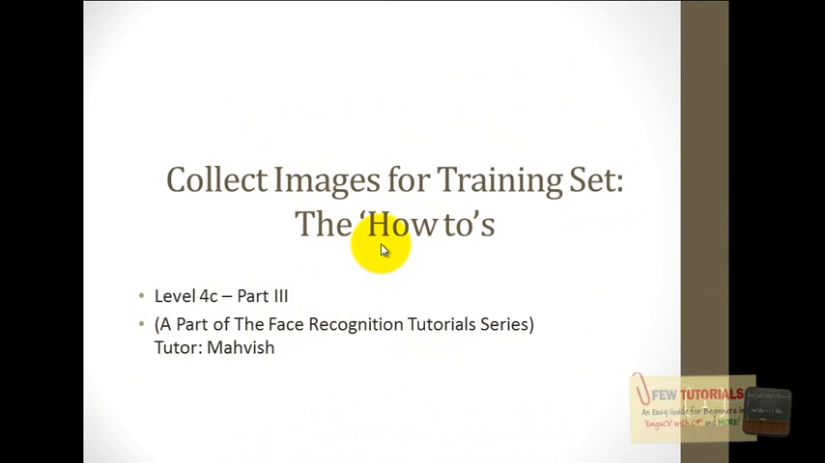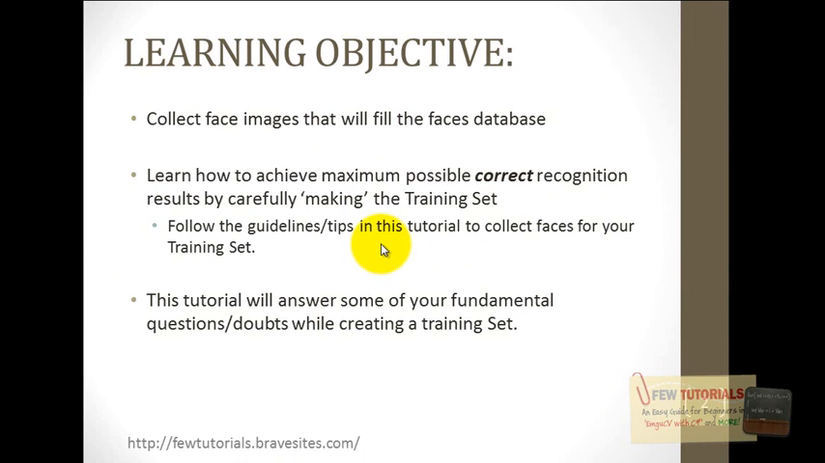So let's have a look at what the learning objectives of this tutorial are. The major aim will be to collect face images that will fill your faces database, and also to learn how to achieve the maximum possible correct recognition results by carefully making the training set. Because as we know, face recognition results majorly depend on how well the training set is made, and the training set contains all your objects, or in this case the faces that you want to recognize later on. So follow the guidelines or tips in this tutorial to collect your faces for your training set.